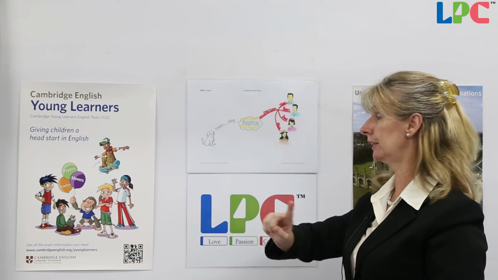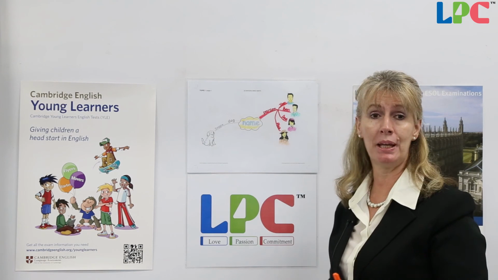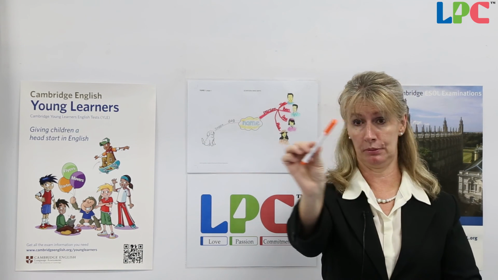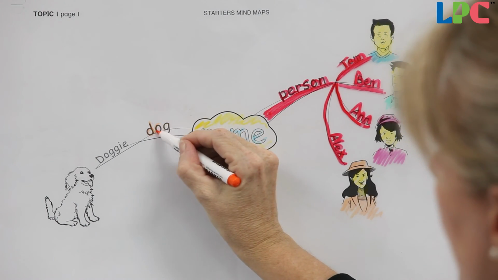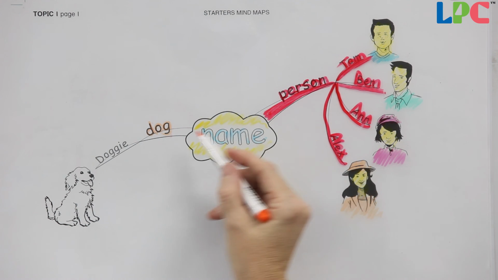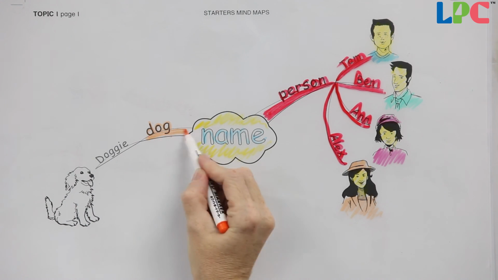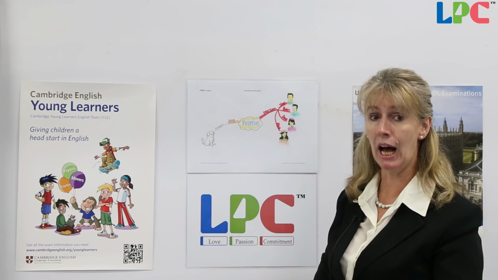Now bring their attention to dog. Dog. Very good. Show me your orange pencil. Very good. With your orange pencil, write dog. D-O-G. Dog. And colour orange. Pencils down.